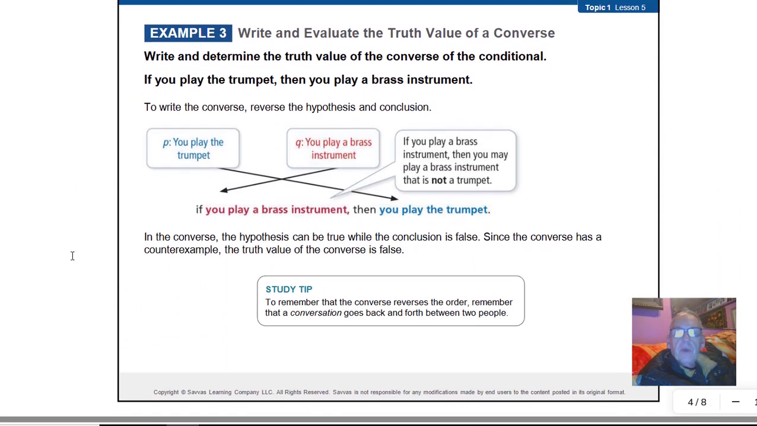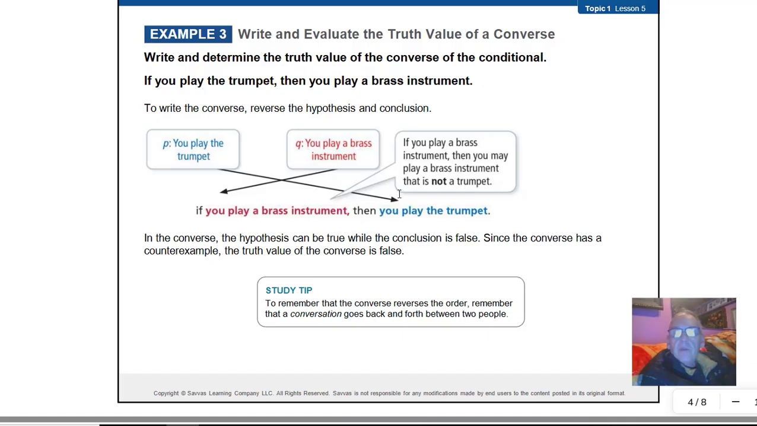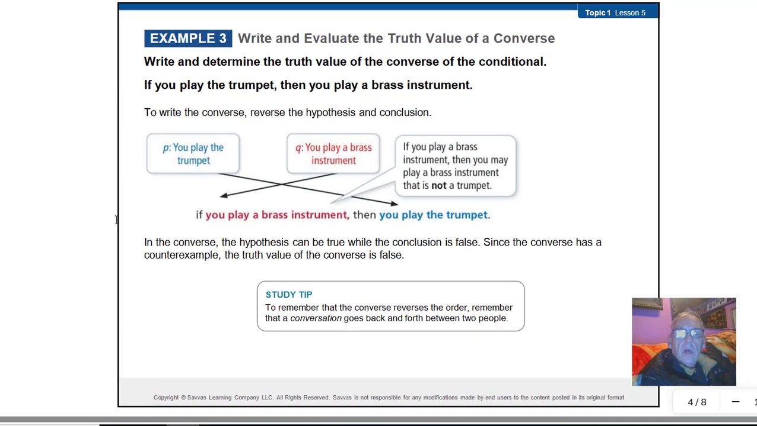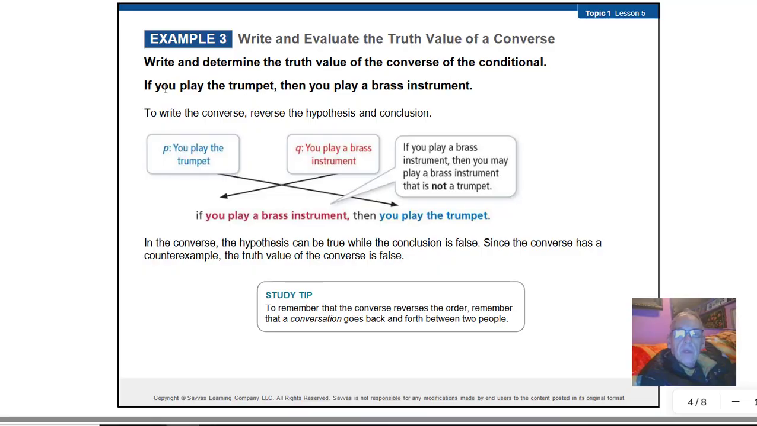Let's look at example 3. We want to write and evaluate the truth value of a converse. To write the converse, reverse the hypothesis and conclusion. The if part is: if you play the trumpet. So I'm going to single underline that. It's the hypothesis. The conclusion is: you play a brass instrument. Here's the conclusion. Again, this is our P. This is our Q. We have P implies Q.